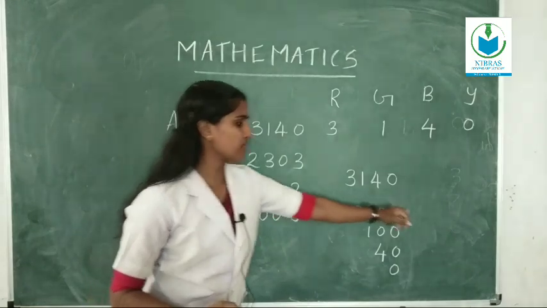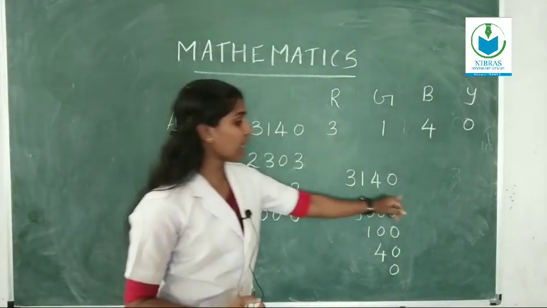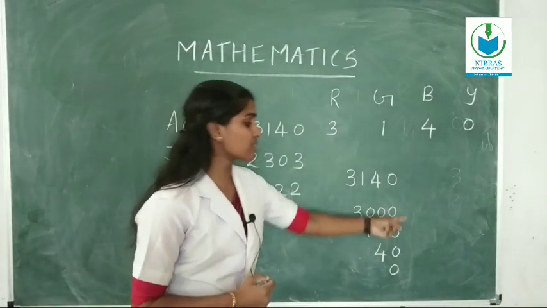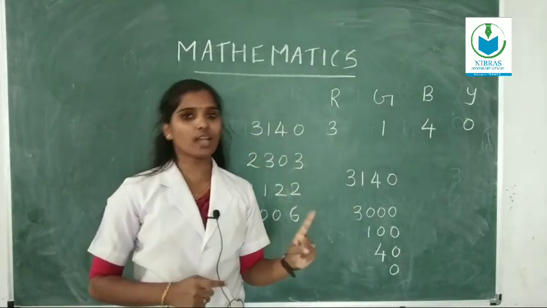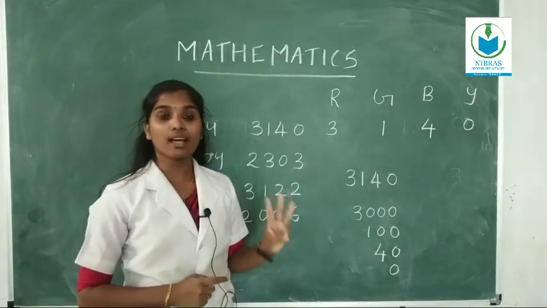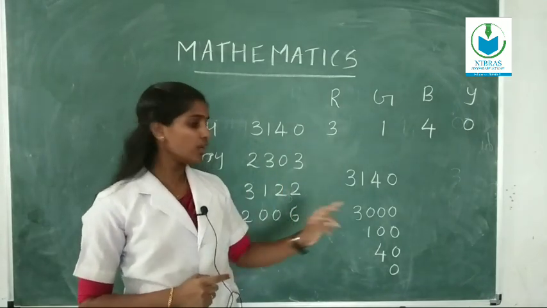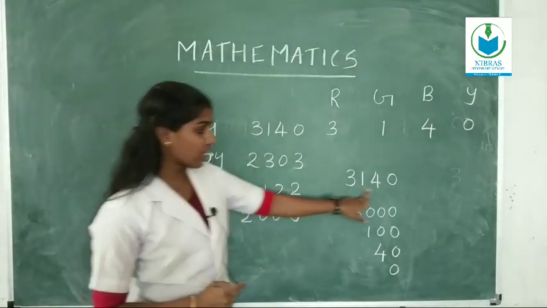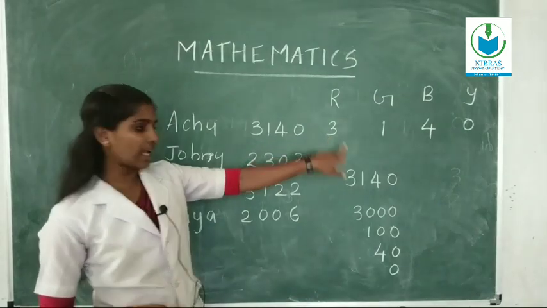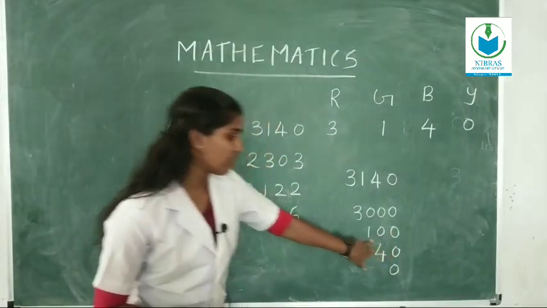Look at this, 3000. How many red cards make the point 3000? One red card is equal to 1000 points. Then 2 red cards is equal to 2000. And the last, 3 red cards is equal to 3000. So 3 red cards make 3000. So here write 3.